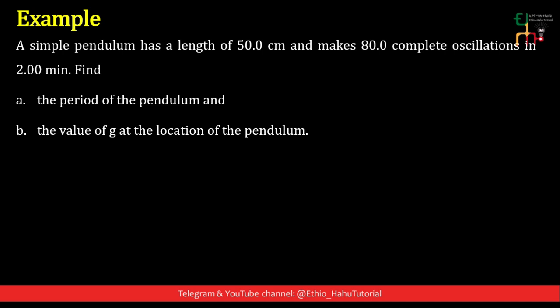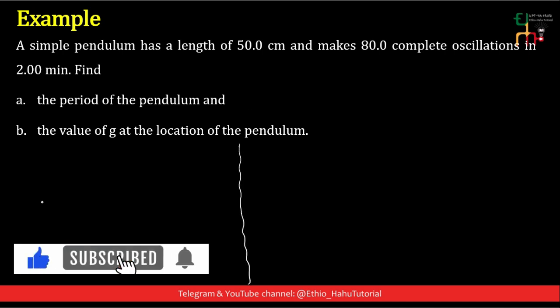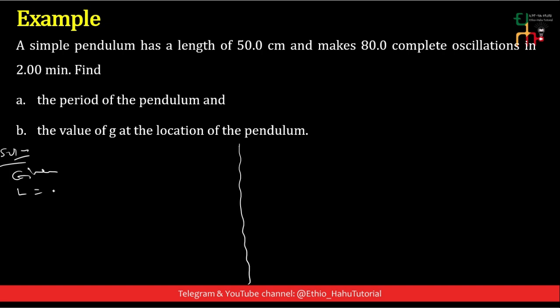The second exercise: a simple pendulum has a length of 50 centimeters and makes 80 complete oscillations in 2 minutes. Find A, the period of the pendulum, and B, the value of g at the location of the pendulum. Let's see, the given length of the pendulum is 50 centimeters, which is equal to 0.5 meter, and it makes 80 complete oscillations.